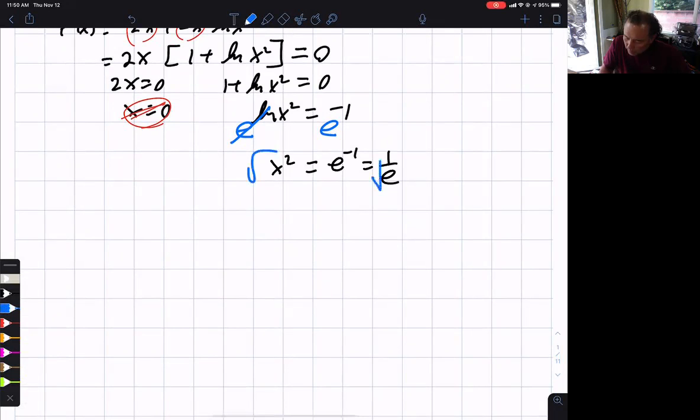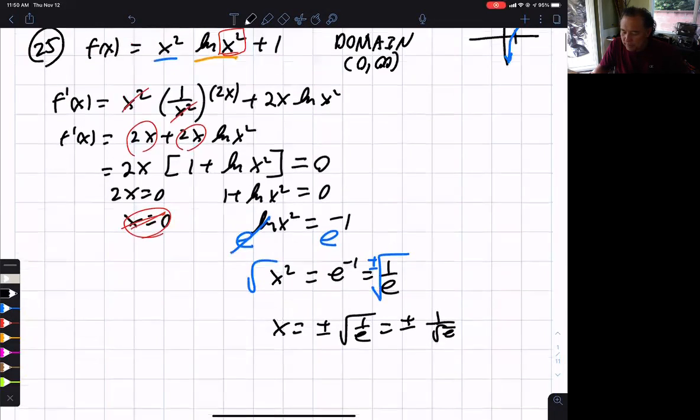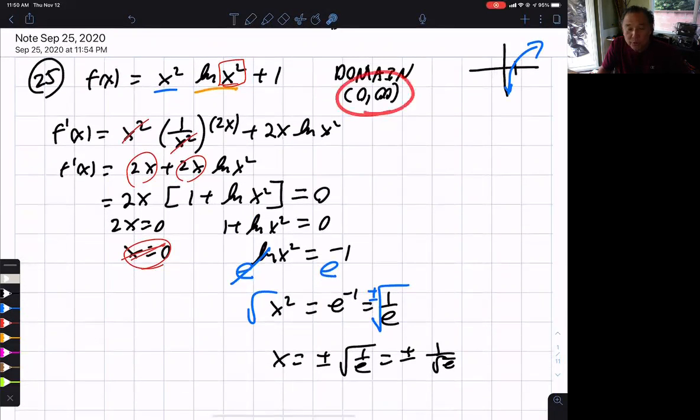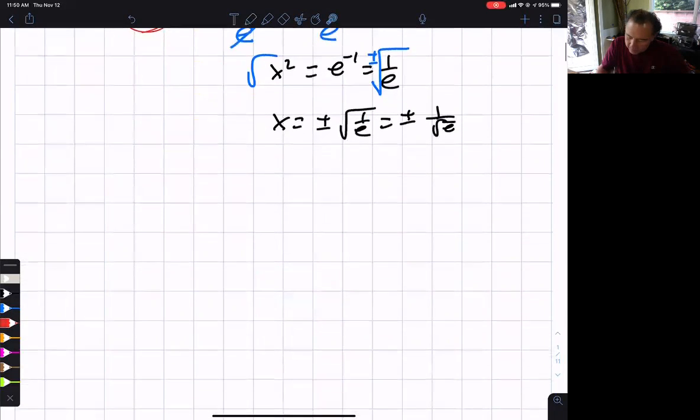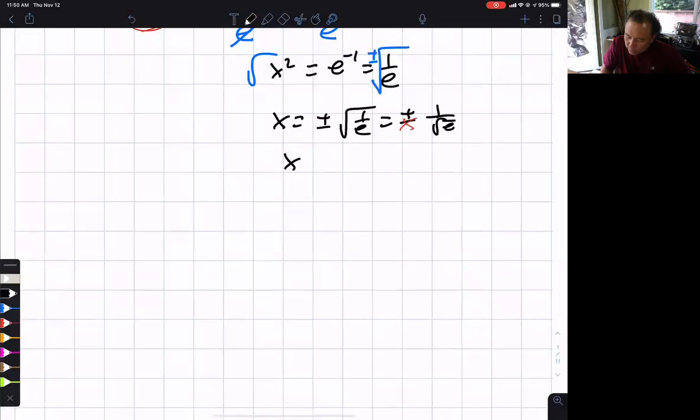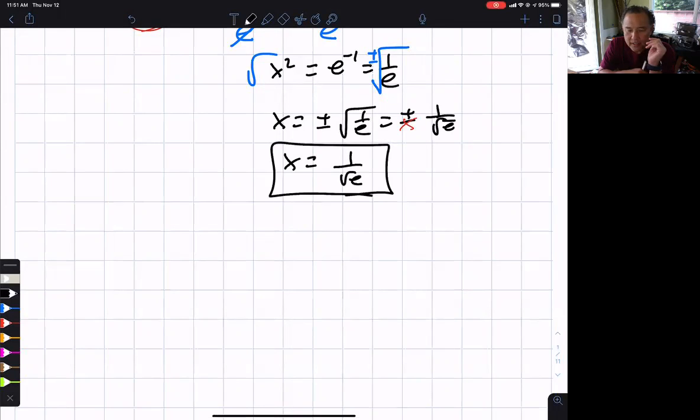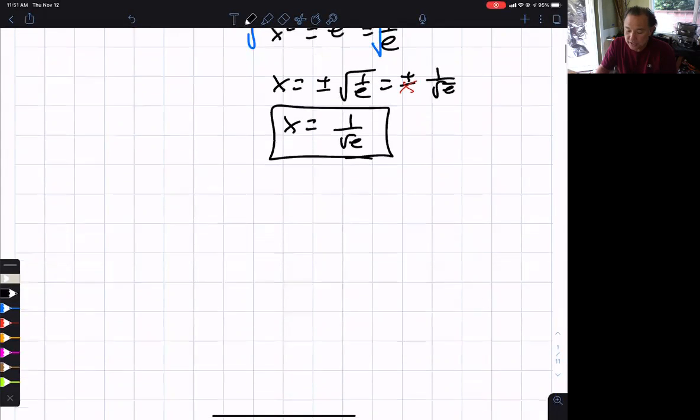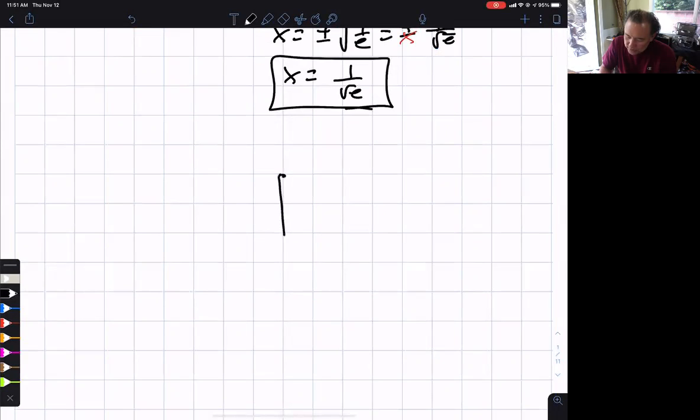But when you square root, you need a plus or minus. x equals plus or minus the square root of 1 over e, which is plus or minus 1 over radical e. And here's the problem. Look at our domain. It's 0 to infinity. So the negative we ignore, and we only have one critical point. There is our critical point. That's the only place where the function can change from increasing to decreasing or vice versa. With that information, we are now able to find regions. I'm going to make a number line.